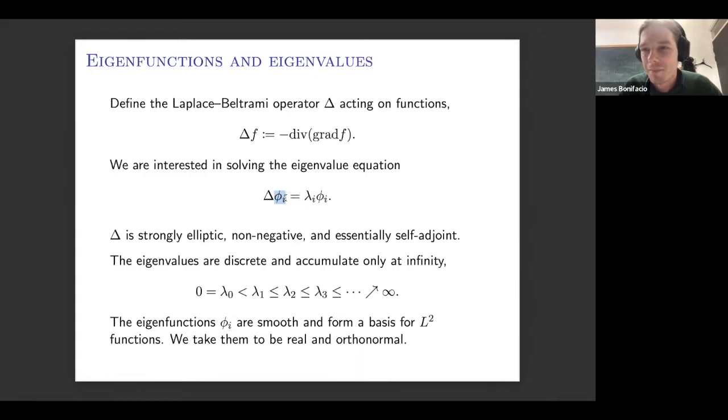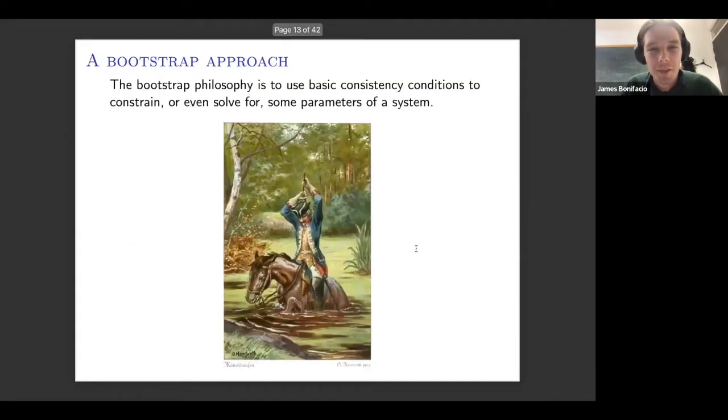So here, let me tell you what I mean when I say this word bootstrap. This is some sort of general term that's thrown around a lot in different areas of physics and in maths. And the general philosophy is that you want to try and use some basic consistency conditions to try to constrain or even solve for some parameters of a system. So this is necessarily quite vague, and it comes from this expression to pull oneself up by one's own bootstraps, which historically has some connection to this picture that I've shown here.